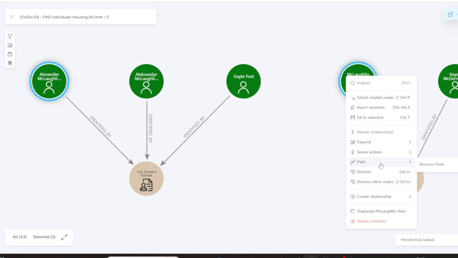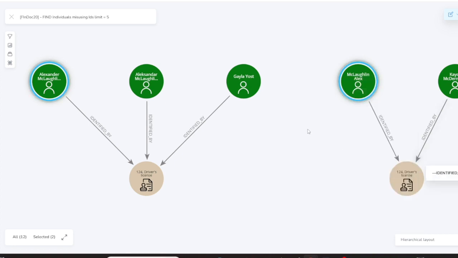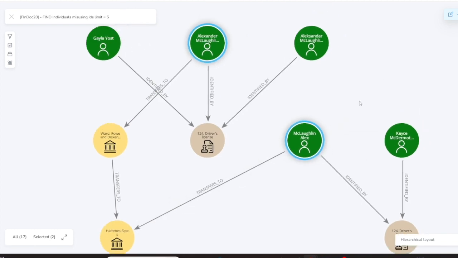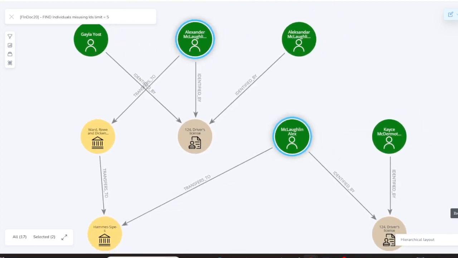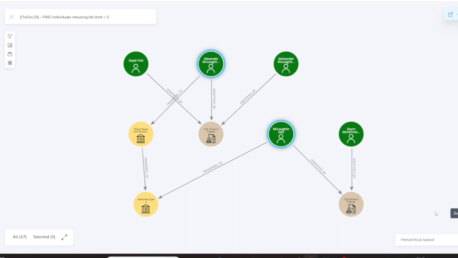In this instance, as we can see, it appears that Alexander McLaughlin is transferring funds to Ward, Rowe, and Dickens, which in turn is transferring funds into Hamas Spies, which in turn is receiving transfers from McLaughlin Alex, as displayed. So now we have a direct relationship between the two groups, and they are no longer two groups, but rather one group or one cluster.